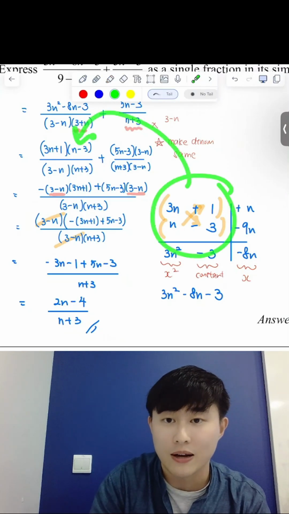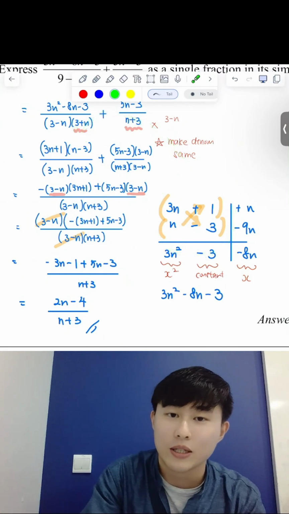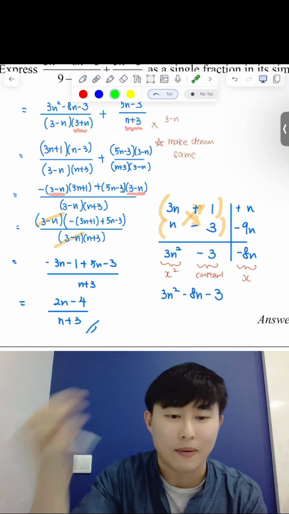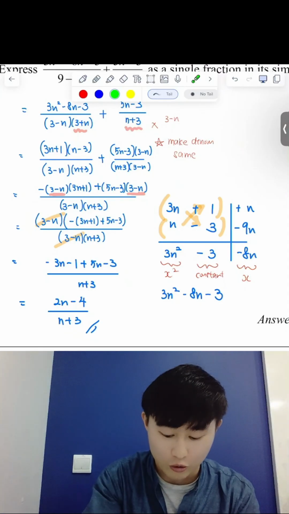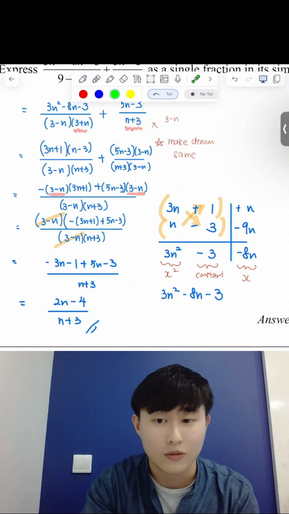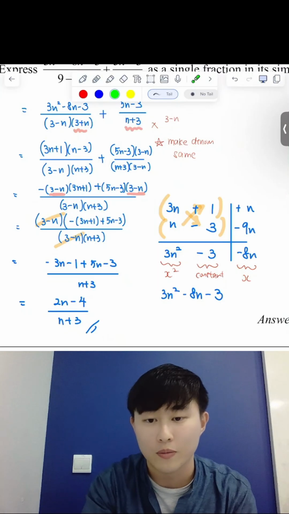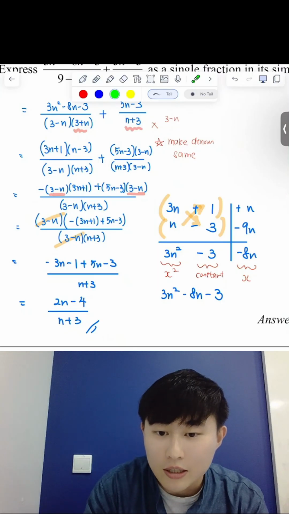Of course, those really fast students will be like, hey, but I can do this at the back of my head, so do I still need to show you this working? You don't really have to if you can do it at the back of your head.